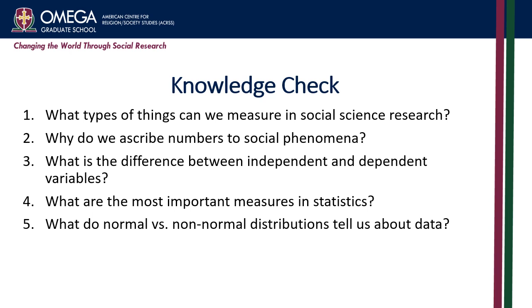We've learned a lot in this lesson, so I want to pause and do a knowledge check with you. I'd like you to reflect on these questions. Number 1, what types of things can we measure in social science research? Number 2, how do we ascribe numbers to social phenomena? Number 3, what is the difference between independent and dependent variables? Number 4, what are the most important measures in statistics? And number 5, why do normal versus non-normal distributions matter, and what do they tell us about data? Reflect on these questions, and I look forward to sharing more with you in the next lesson.